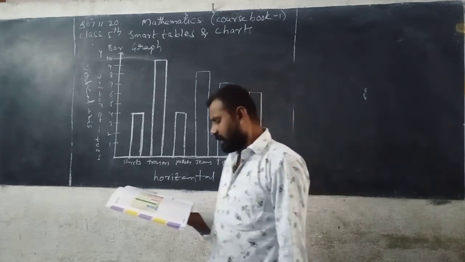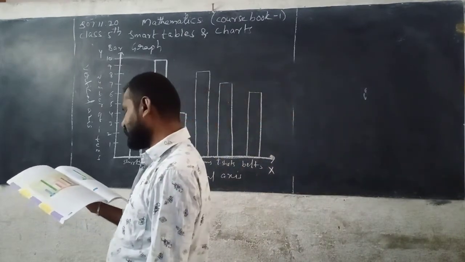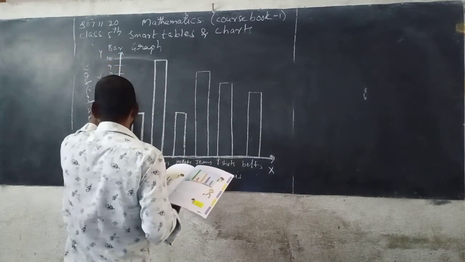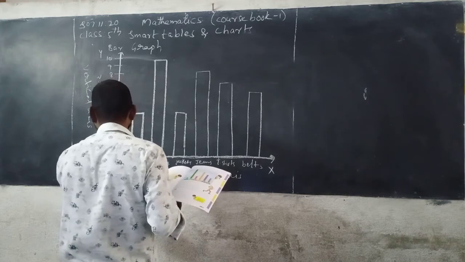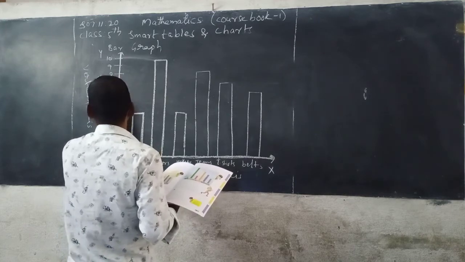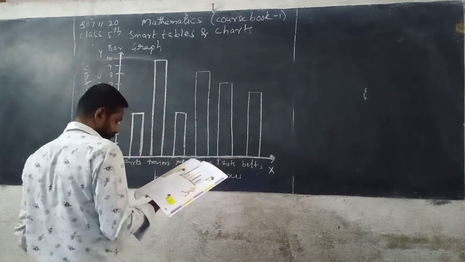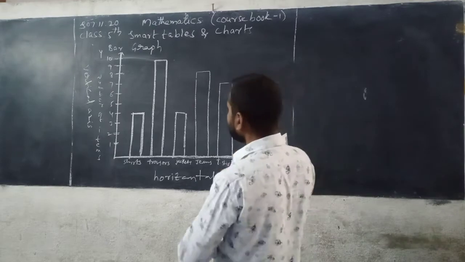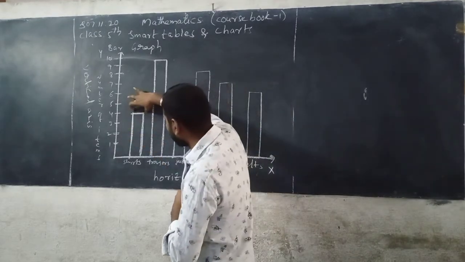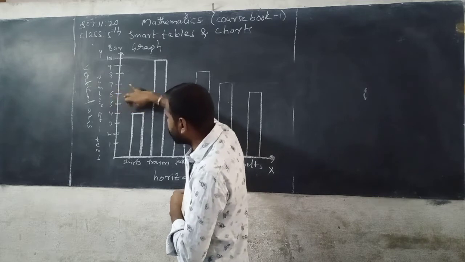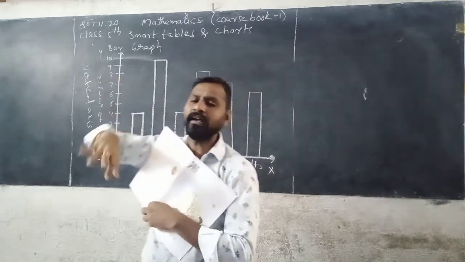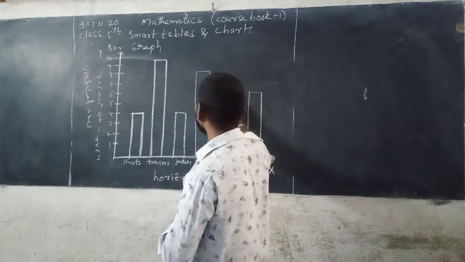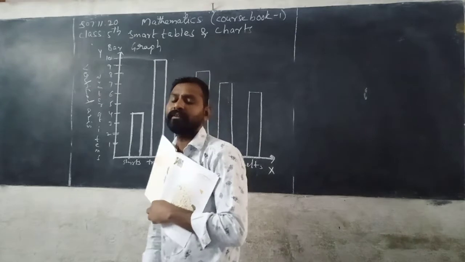Now next, the bars are drawn on the horizontal axis and the scale is used on the vertical axis. The vertical axis means the number of items sold. You can write 1, 2, 3, 4, 5, 6, 7, 8, 9, 10. The length, the height of the bars depends on the data. So this is the height of the bar. The height here is 4, so it is dependent on the given data. These are the heights of the bars.